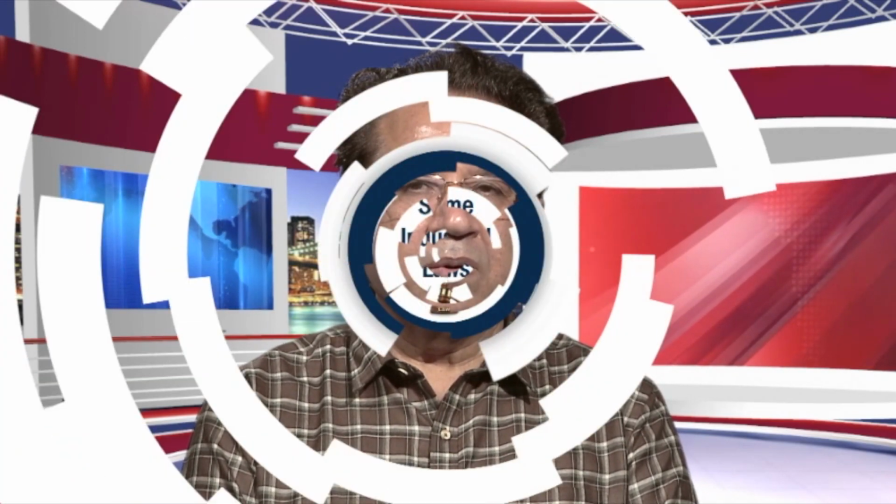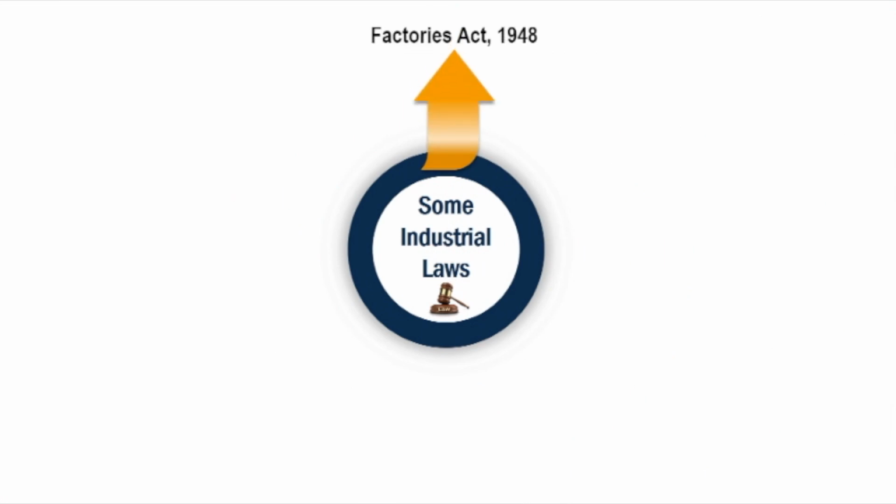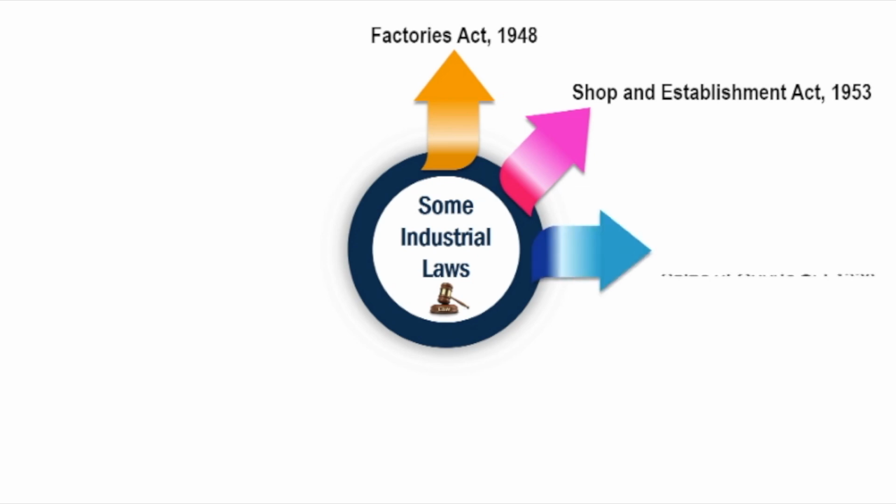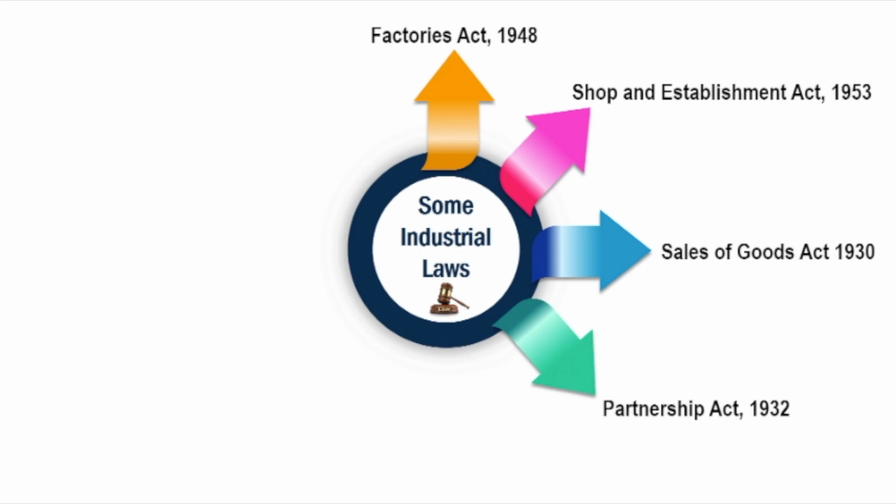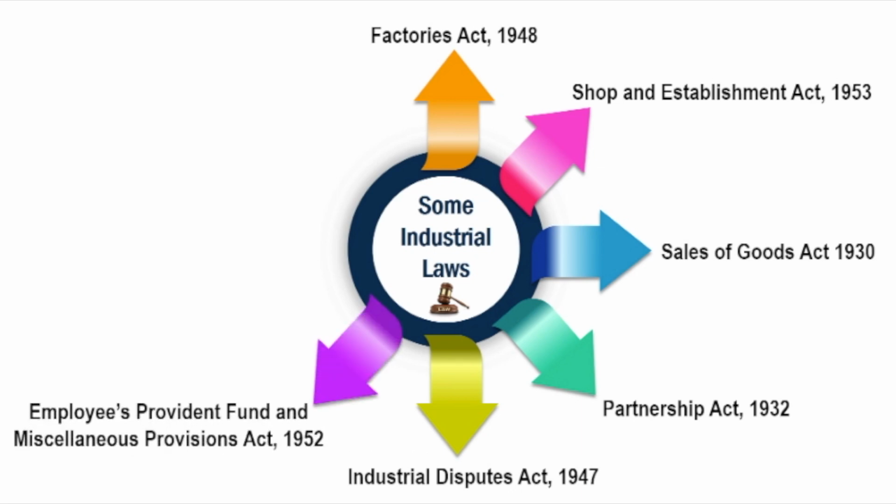Now, there are a number of industrial laws in our country. Let me just name some of the laws first. Factories Act 1948, Shop and Establishment Act 1953, Sale of Goods Act 1930, Partnership Act 1932, Industrial Disputes Act 1947, Employees Provident Fund and Miscellaneous Provisions Act 1952 and the GST, the Goods and Services Tax 2017.